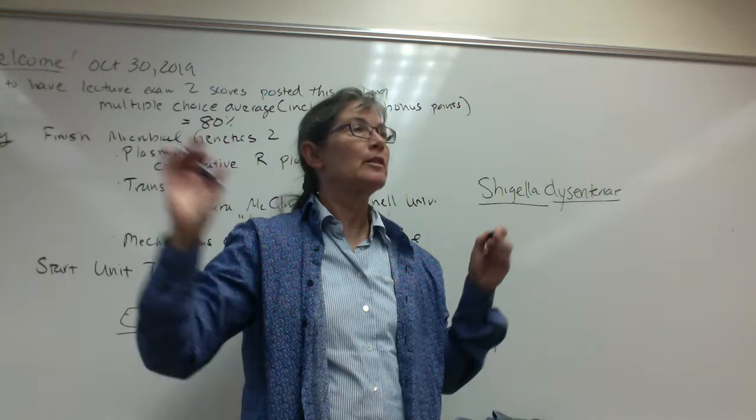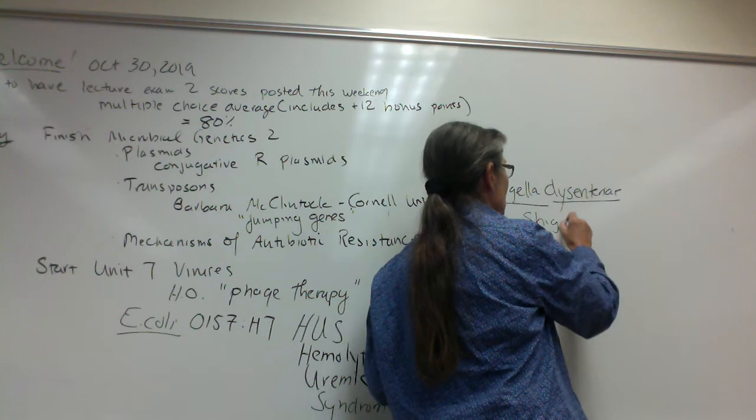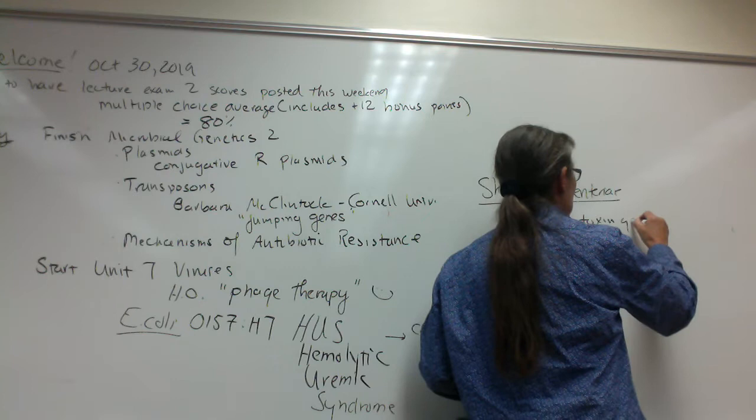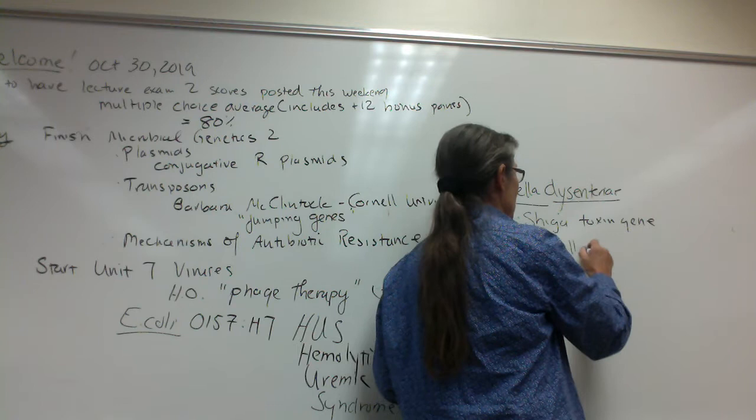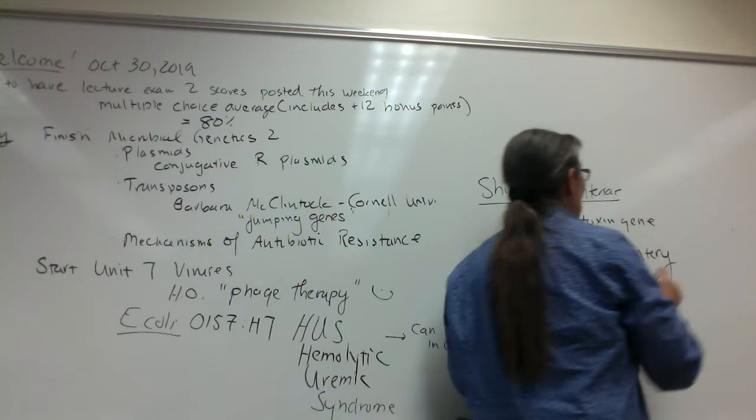So they're cousins, right? And Shigella dysenteriae was the originator of the Shiga toxin gene. And this pathogen, again with fecal-oral transmission, causes bacillary dysentery. That's the name of the infectious disease that it causes. And so what we now know, folks, is how did E. coli acquire the Shiga toxin gene?